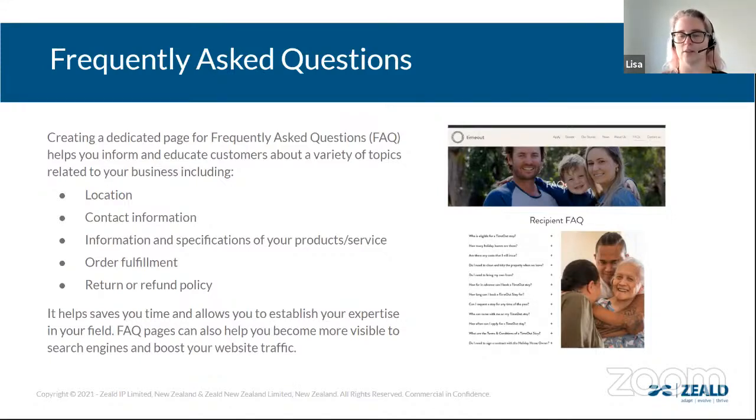So you've got to think about people's time has majorly reduced as much as we wish it didn't. And so people are looking for quick answers to questions that they necessarily don't want to spend the time picking up a phone or meeting with someone to go through, okay? So the FAQs page can also help you become more visible to search engines and boost your website traffic. So there's also another bonus there.